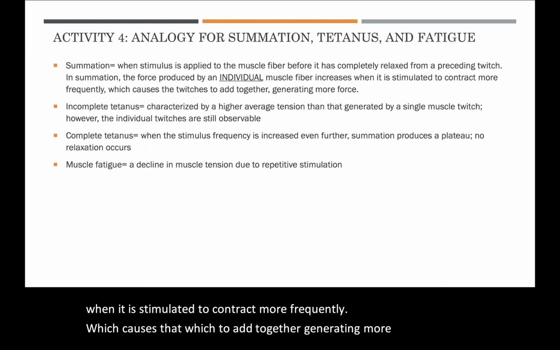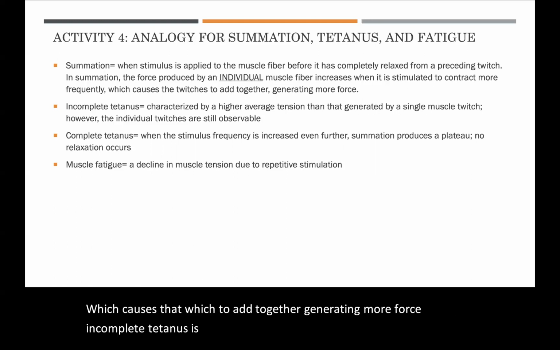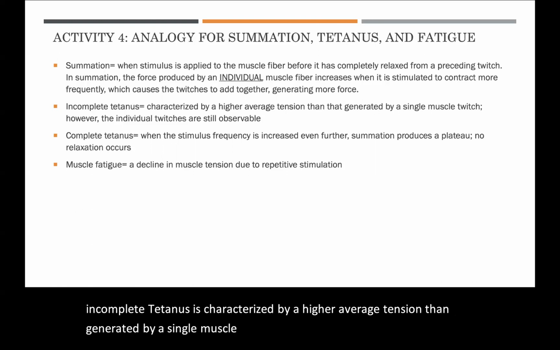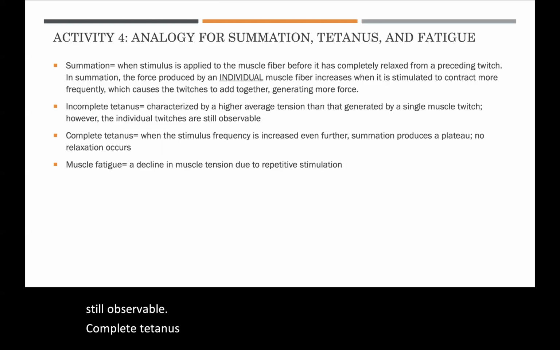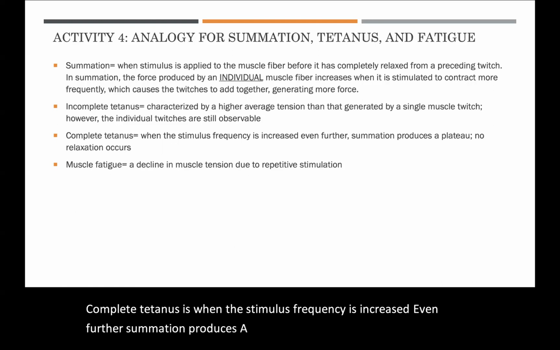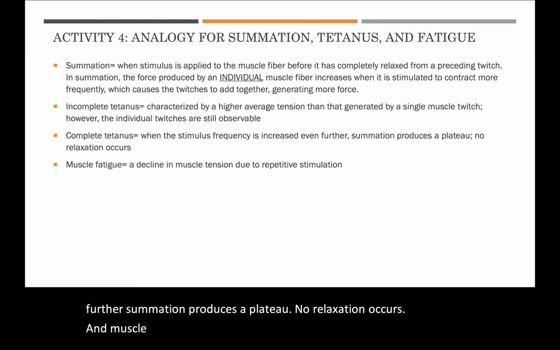Incomplete tetanus is characterized by a higher average tension than that generated by a single muscle twitch. However, the individual twitches are still observable. Complete tetanus is when the stimulus frequency is increased even further. Summation produces a plateau. No relaxation occurs. And muscle fatigue is a decline in muscle tension due to repetitive stimulation.